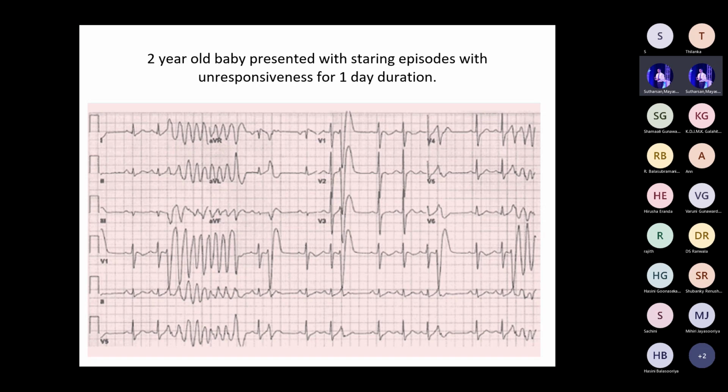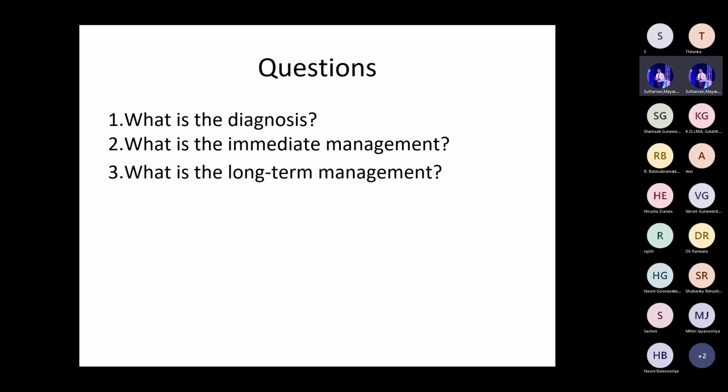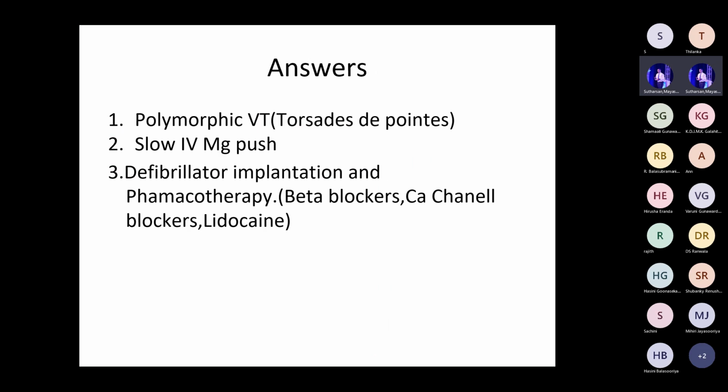So this is called a VT, but what is this VT? It's a VT, but it's not a monomorphic VT. It's a pleomorphic VT or polymorphic VT, but this is a polymorphic VT. The morphology is different, and also the axis, the polarity is also different, right? So what is this? What is the diagnosis? Polymorphic VT, torsades de pointes.